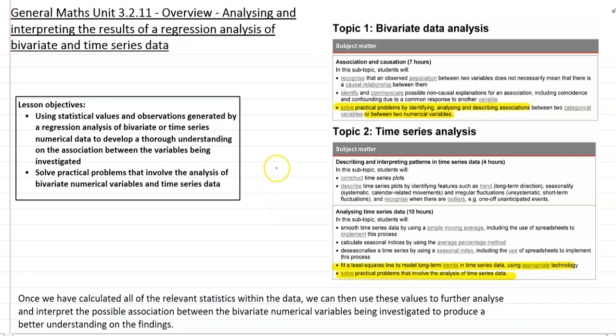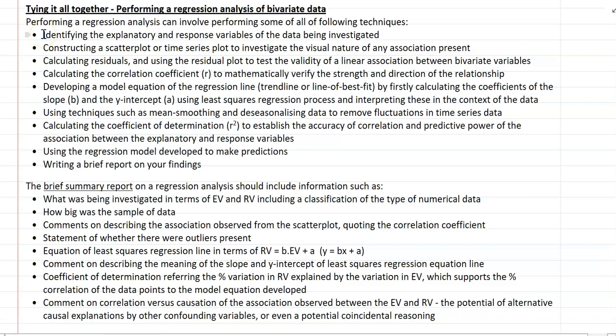This lesson's a bit of an overview, just tying up all the topics we've covered across Unit 3. We're essentially going to review using statistical values and observations generated by a regression analysis that we've conducted on bivariate or time series data, and that helps us develop a thorough understanding of the association between our two variables being investigated.